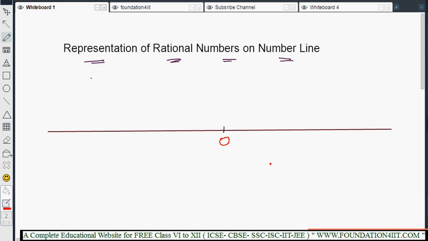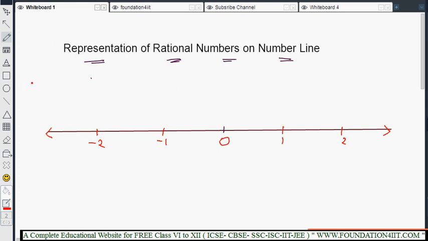Now take equal distances and set off the integers on both sides: 1, 2. The left side is the same distance: -1, -2. So this is actually preparing the number line. Now according to our given question we need to represent. There are three types of rational numbers: proper fraction, improper and mixed.